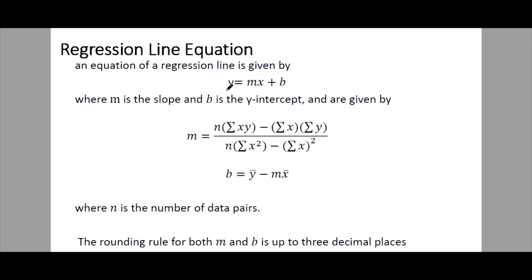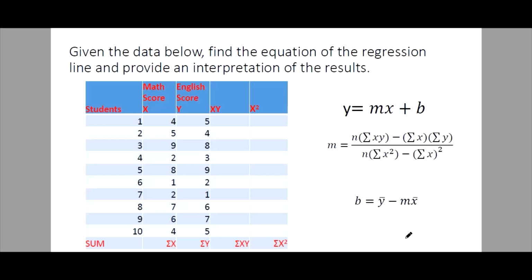If you can still remember your basic mathematics on the equation of the line, m is the slope and b is the y-intercept. Now the formula for the slope is this, and the formula for the y-intercept is this one, where n is the number of data pairs. Our rule for both m and b is up to 3 decimal places. Others use 2 decimal places, but still the answers are almost the same.